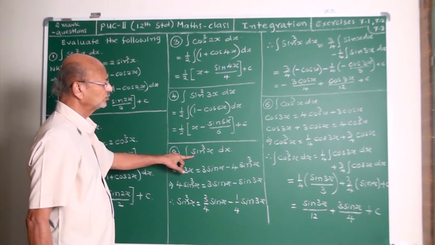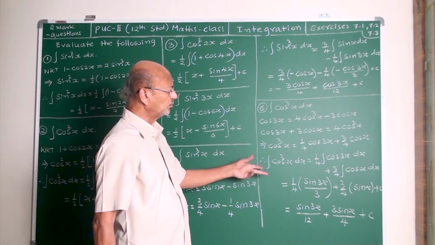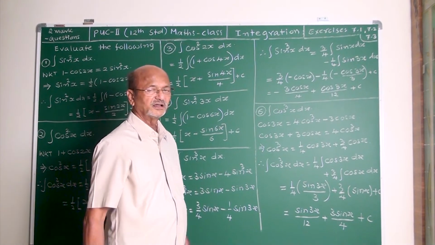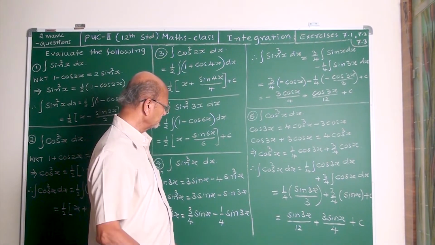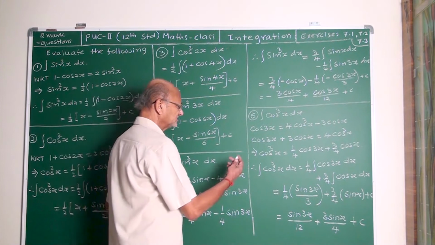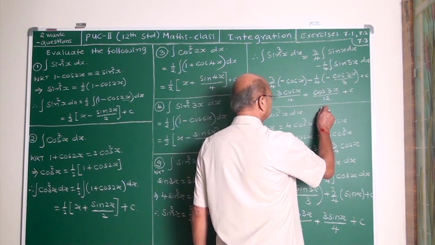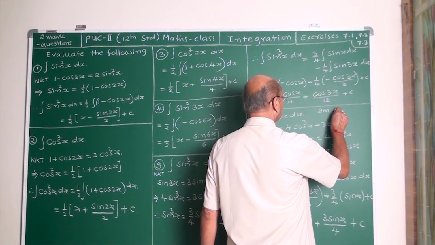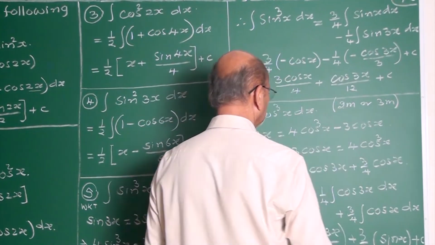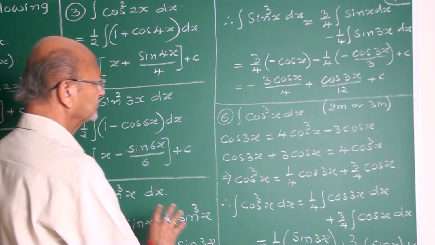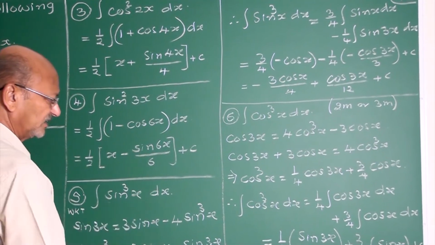Sine cube and cos cube need one or two steps more. They are either 2-mark questions, otherwise 3-mark questions also. These, my friends, either 2-mark, otherwise 3-mark. It all depends upon the examiner. 2-mark, 3-mark, it all depends upon the examiner. Yes, my friends. This is one set.